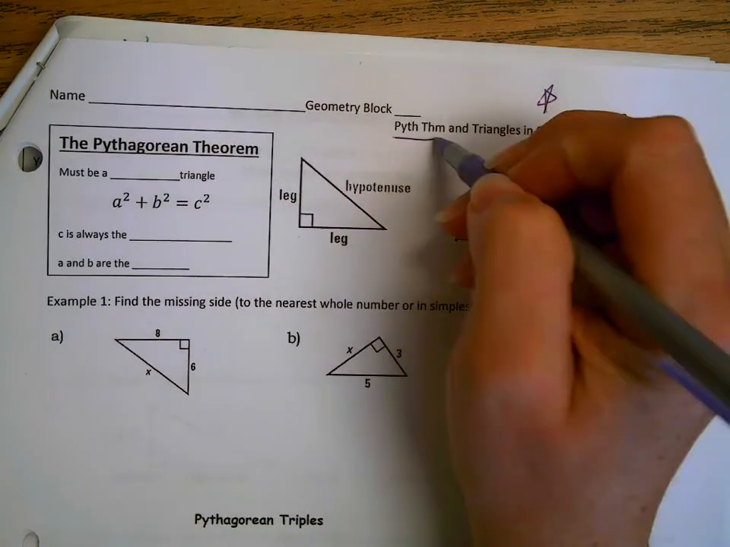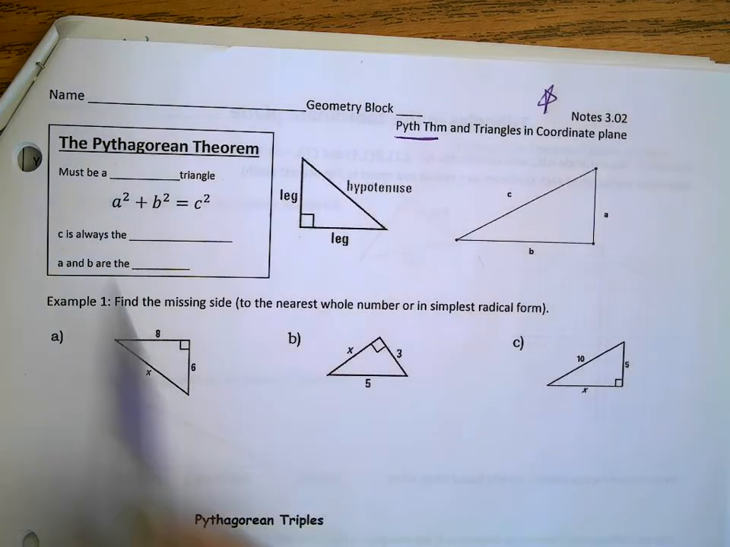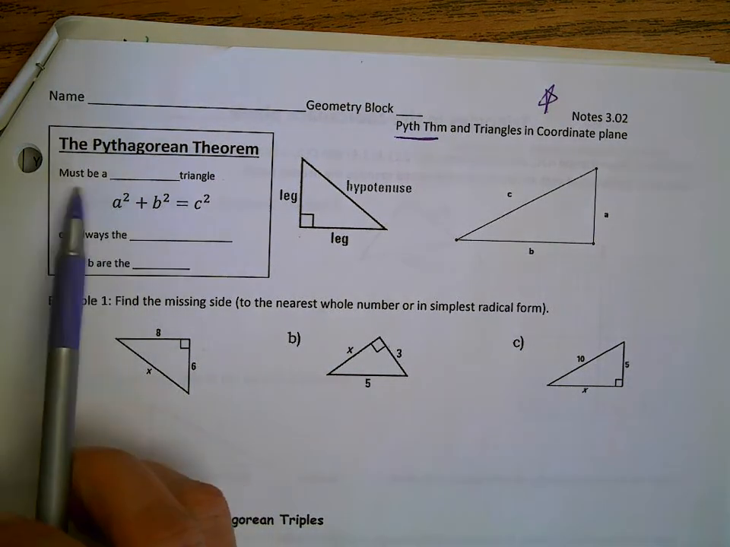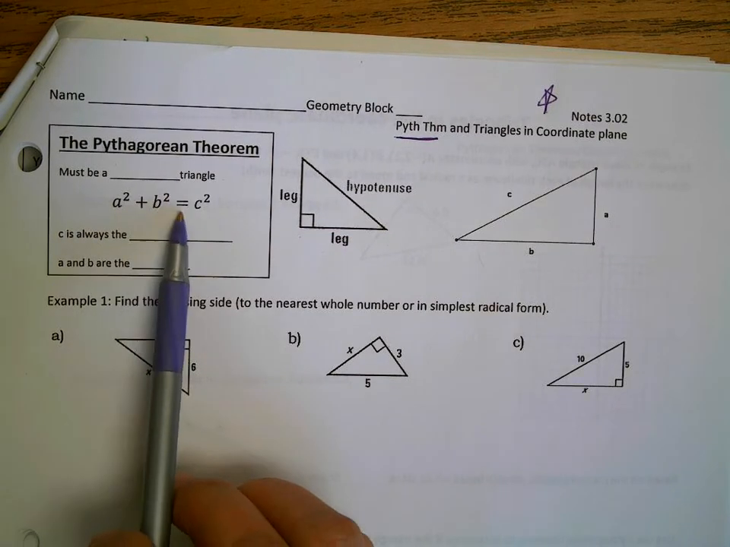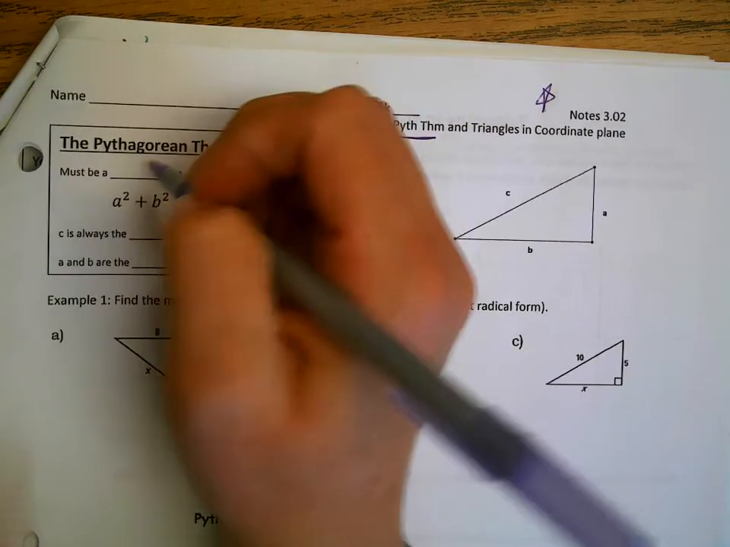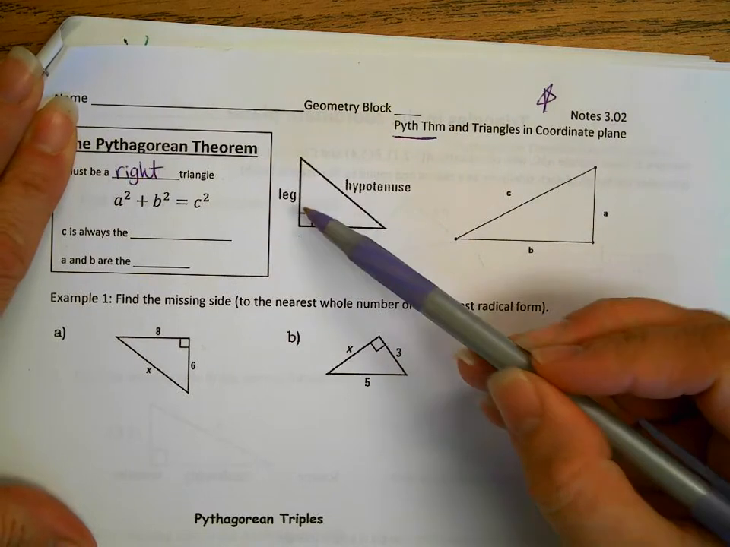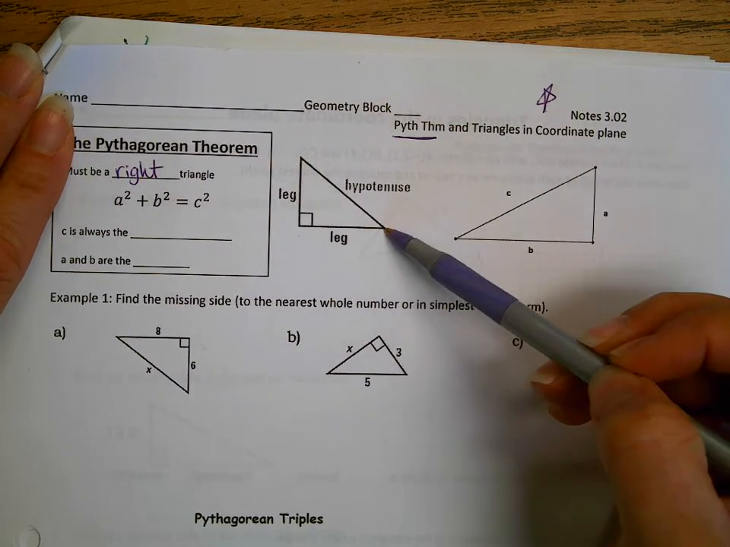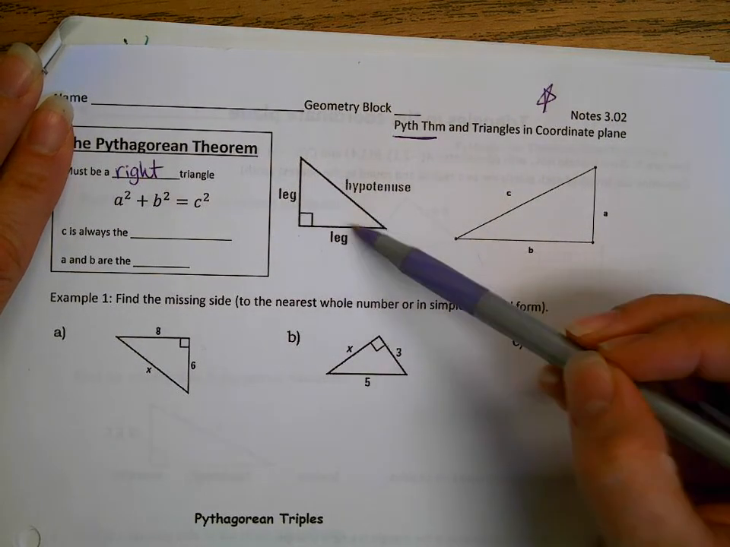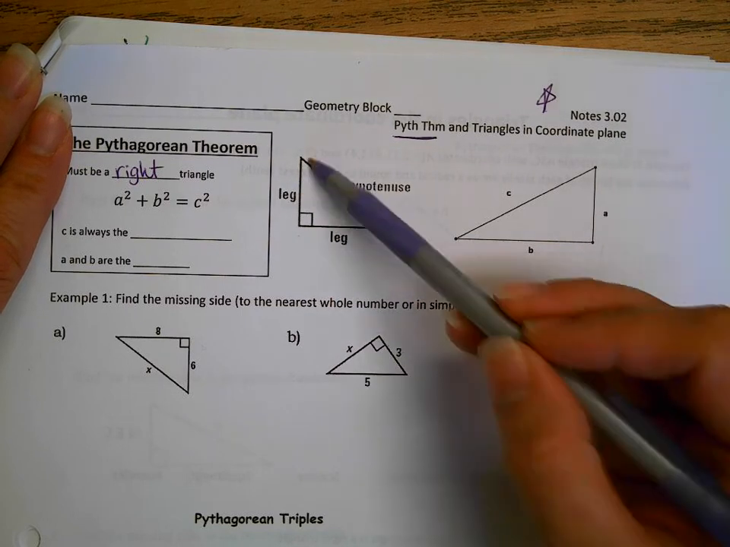Today we're going to focus a lot on the Pythagorean theorem and also triangles in the coordinate plane. First off, we can only use a squared plus b squared equals c squared if it's a right triangle. When we have a right triangle, we have two legs, just like an isosceles triangle. The two equal sides in an isosceles are the legs. Here we have a leg and a leg.